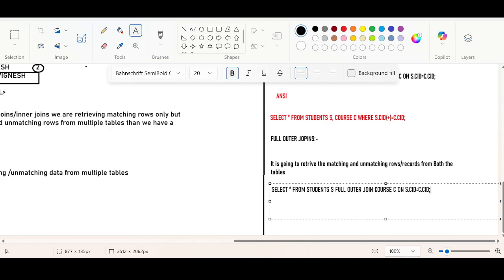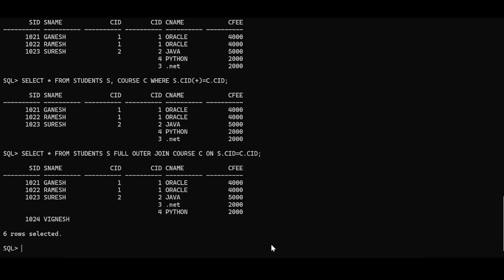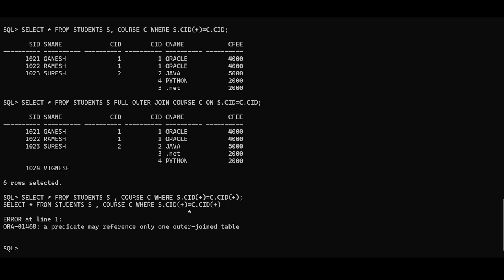Okay, usually what you will be thinking is that we use the plus operator on both sides. Whatever you thought, use the plus operator on both the sides, and instead of ON, use the WHERE clause, remove the joining key and replace it with a comma, and you would be thinking that you would achieve this. It says a predicate may reference only the outer. You cannot use this. Okay, this is not the conceptual thing.